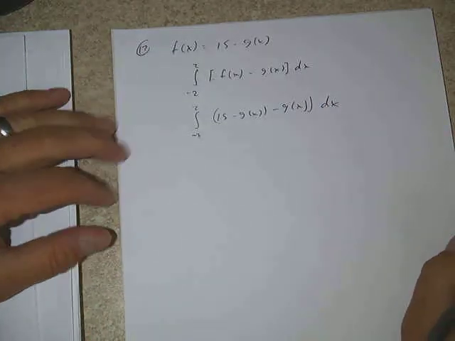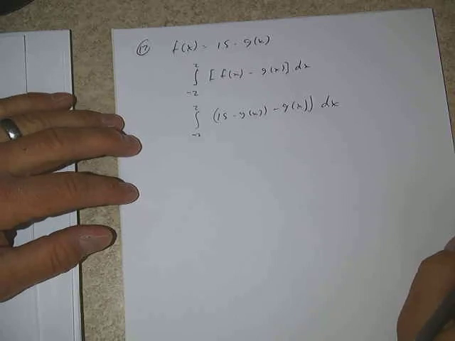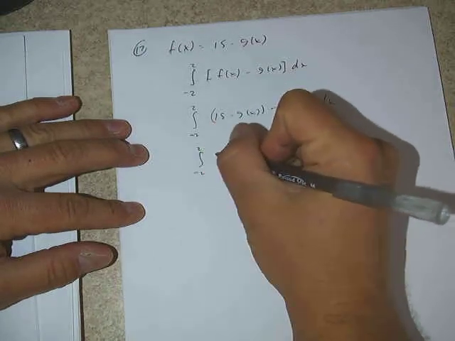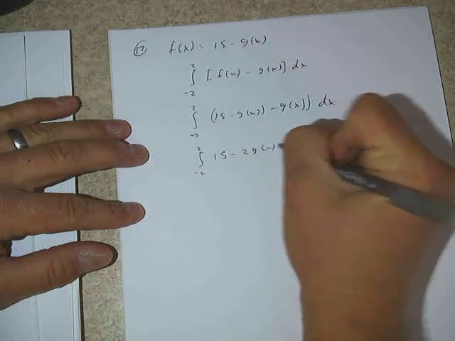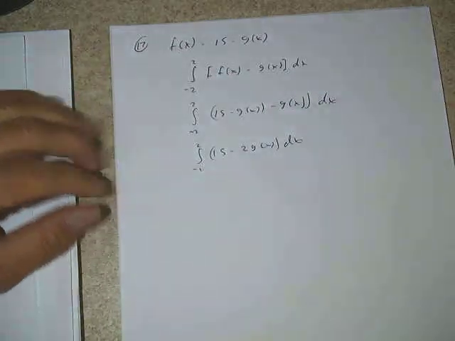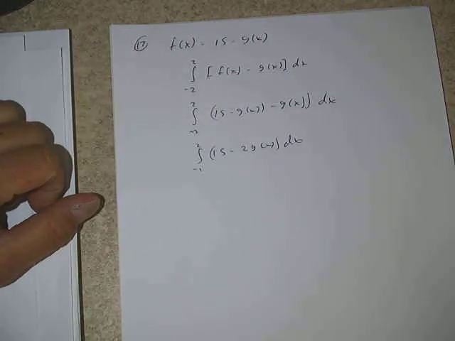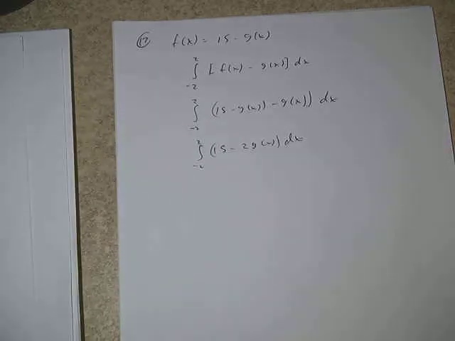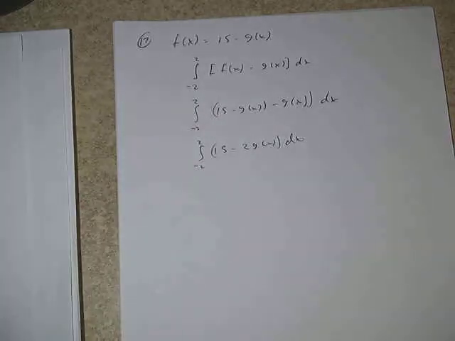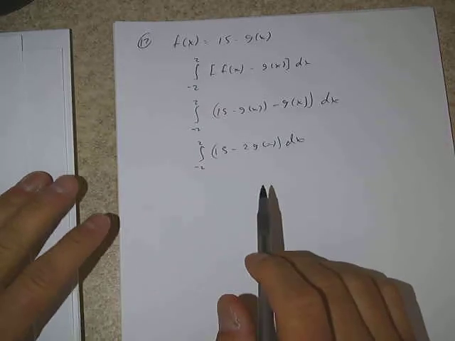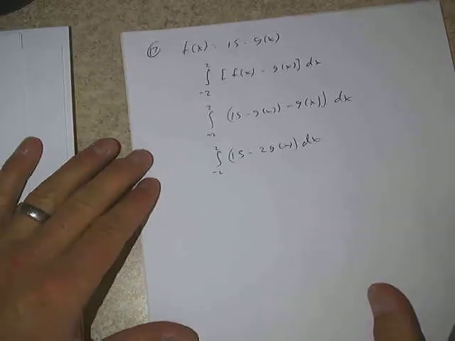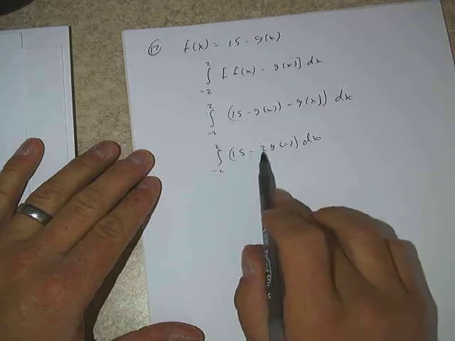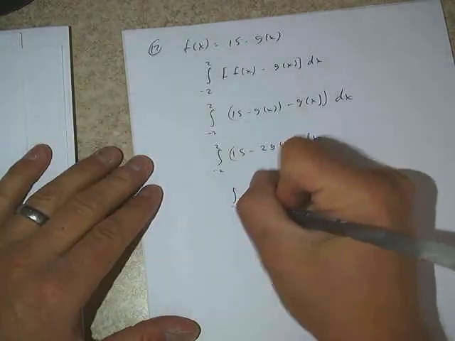Well, if we plug in our f of x, we'd have 15 minus g of x, minus g of x. Again, that is our f function. And if we combine in here, we'd have the integral from negative 2 to 2 of 15 minus 2g of x dx. And you'll notice that in the choices that we have there, they haven't actually come up with an integral answer for the g part here.